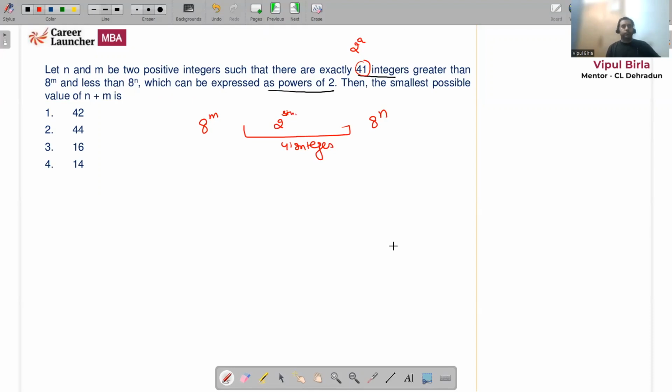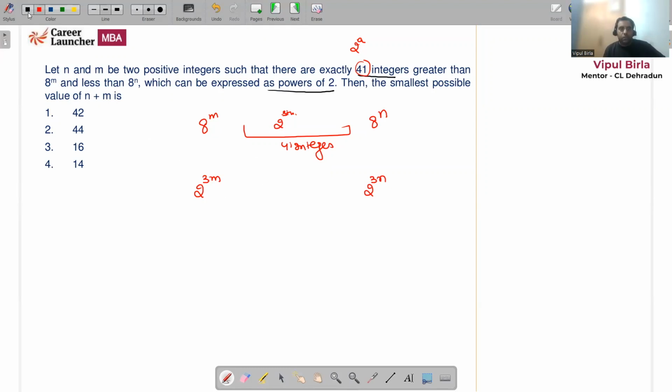So 8 to the power m can be rewritten as 2 to the power 3m, and this is 2 to the power 3n. Now we are looking out for an integer which is between 2 to the power 3m and 2 to the power 3n and of the type 2 to the power some power, which is a natural number, right?